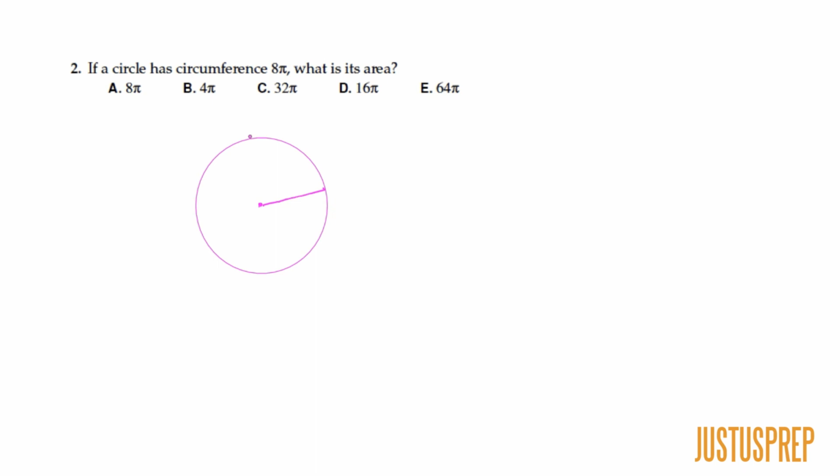The circumference is basically the perimeter of a circle, and we need to know the formula for a circumference, which is 2 pi r. Or we could say that that's pi d. Diameter is 2 times the radius, so both of these formulas are equal to each other. We could use either one, but since we're gonna find area, we actually want to use this one.